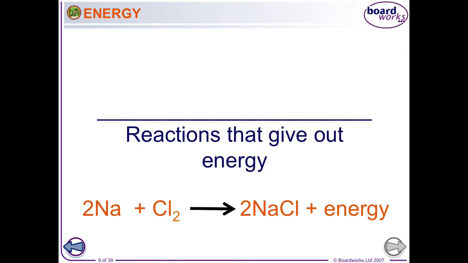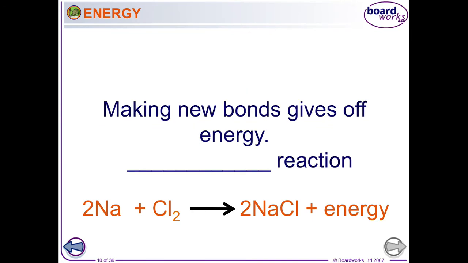The type of reaction that's going to give off energy, again, you have sodium and chlorine. They're going to bond together, and they're also going to release some energy or some heat, because remember, heat is energy, and this is an exothermic reaction. Remember, energy is being released. So whenever new bonds are being made, it's going to give off some energy.